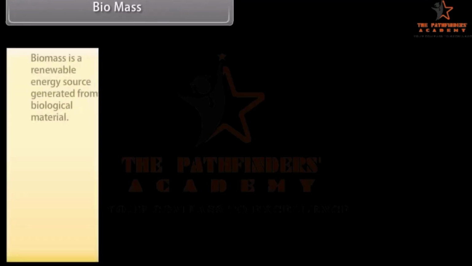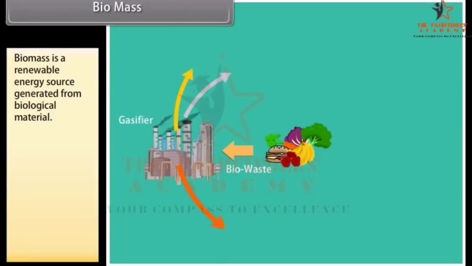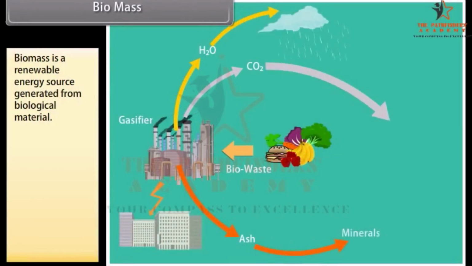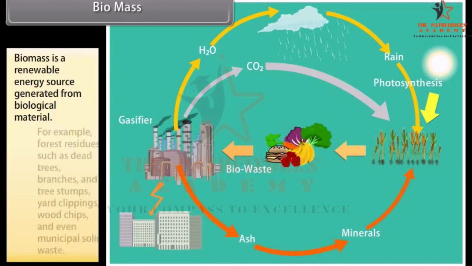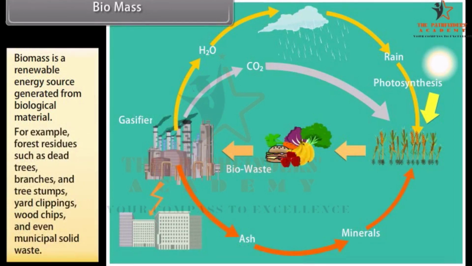Biomass. Biomass is a renewable energy source and is generated from biological material that is derived from living or recently living organisms. As an energy source, it is either used directly or converted into other energy products such as biofuel. For example, forest residues such as dead trees, branches and tree stumps, yard clippings, wood chips and even municipal solid waste. Biomass also includes plant or animal matter that can be converted into fibers or other industrial chemicals.